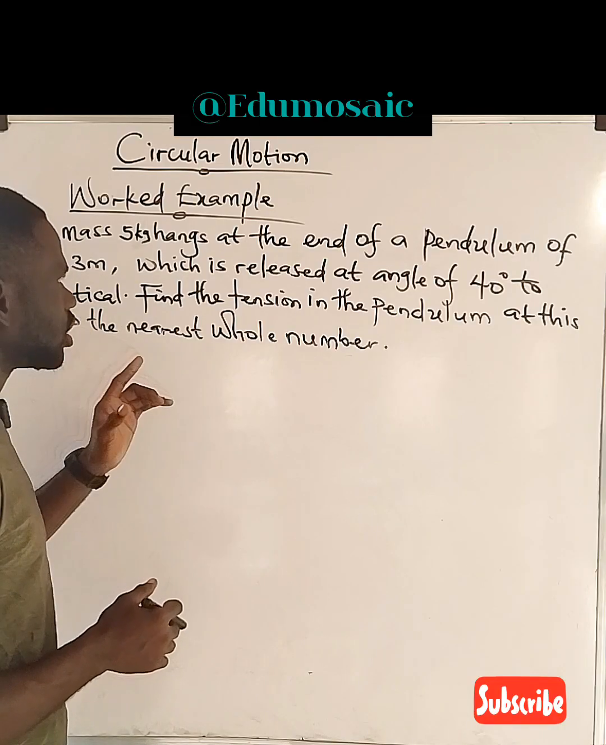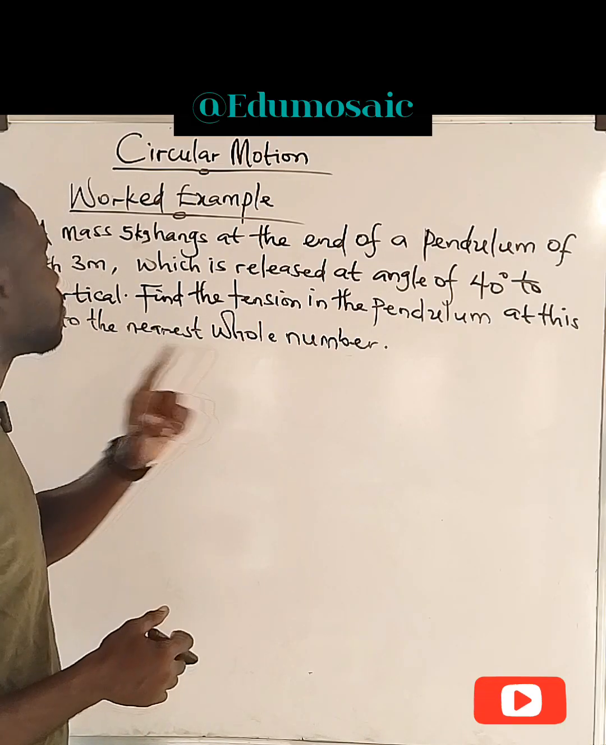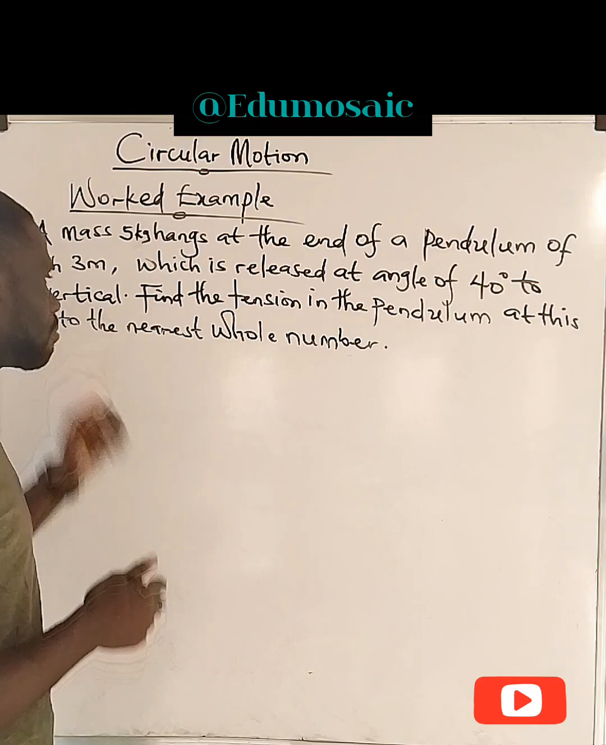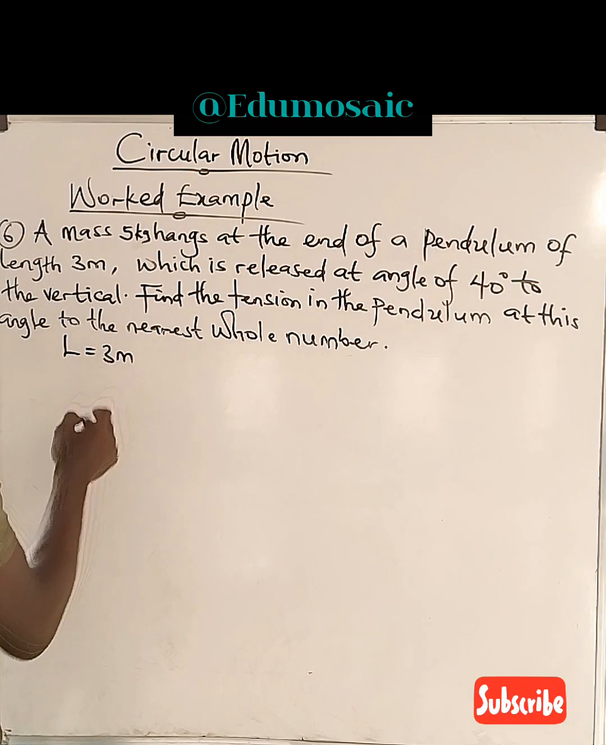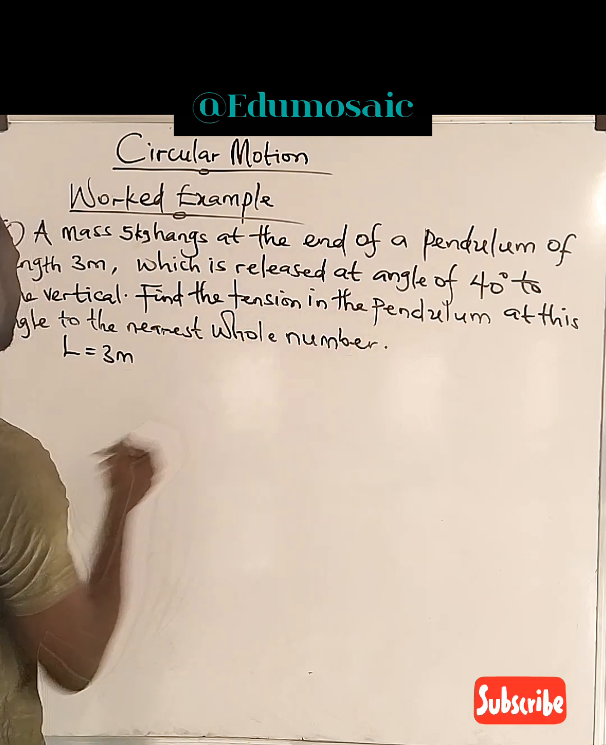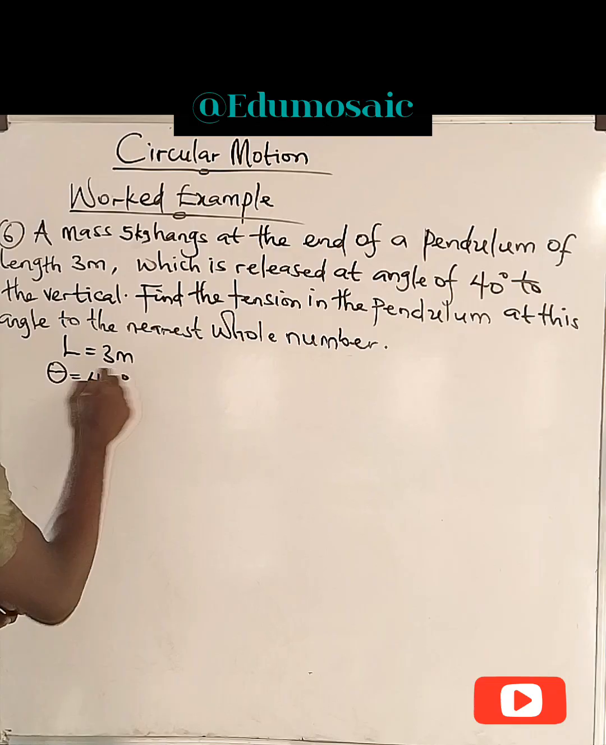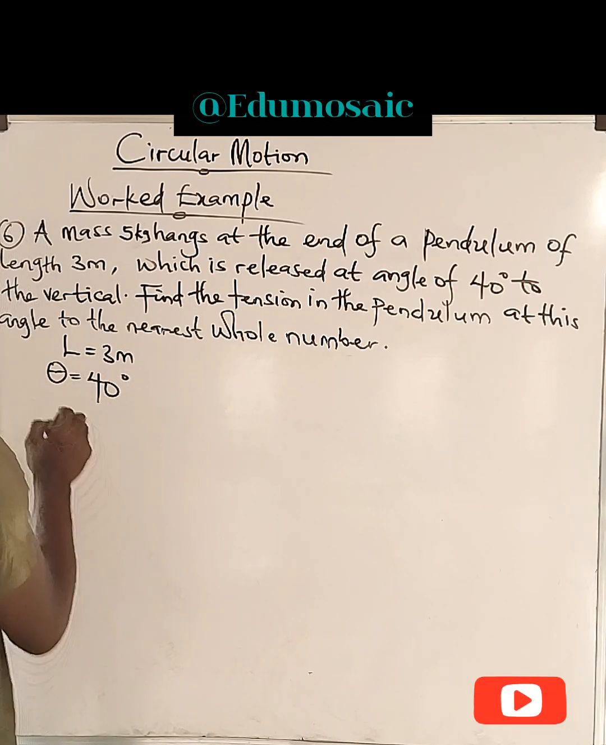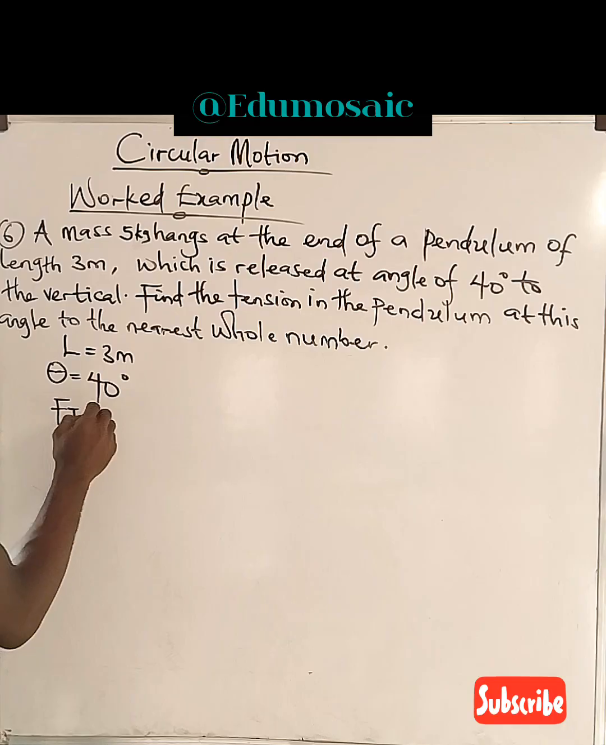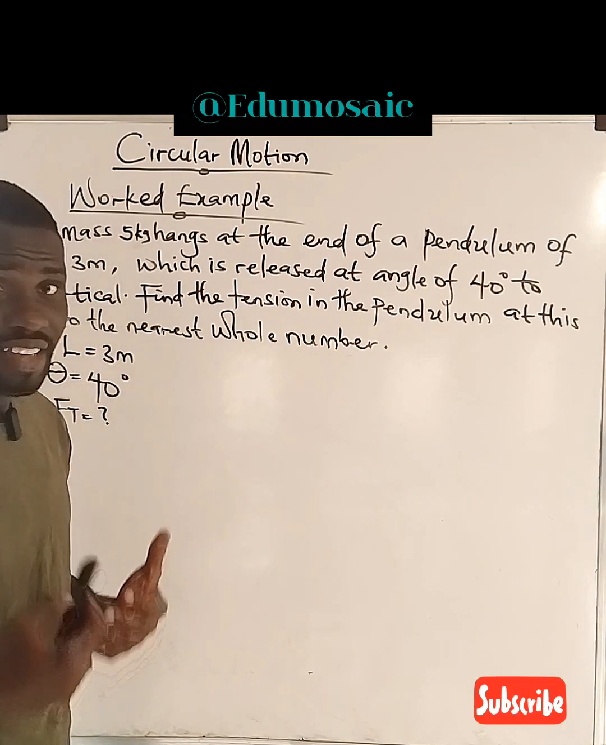A mass of 5 kg, that's the pendulum bob, hangs on the end of a pendulum of length 3 meters. So we have the length: the length is 3 meters, and it's being released at an angle of 40 degrees. The angle theta is 40 degrees. Don't forget, 40 degrees to the vertical. We are asked to get the tension, the force of tension. That's what we are looking for. But what formula or formulas are we going to use?